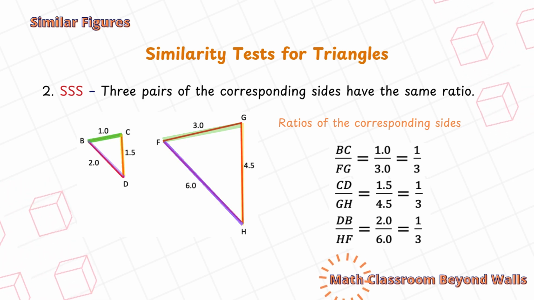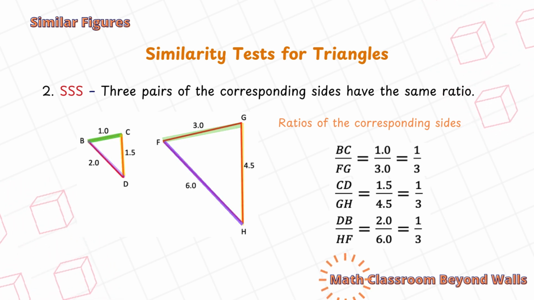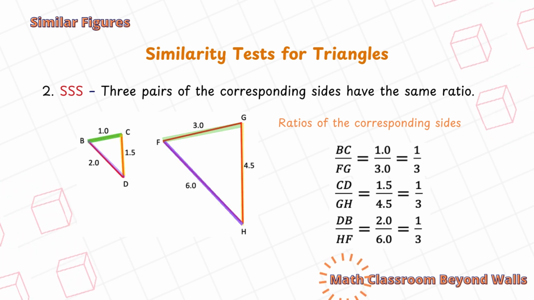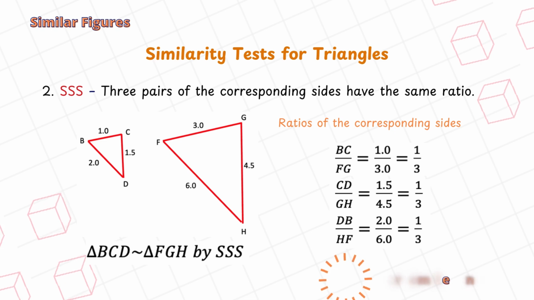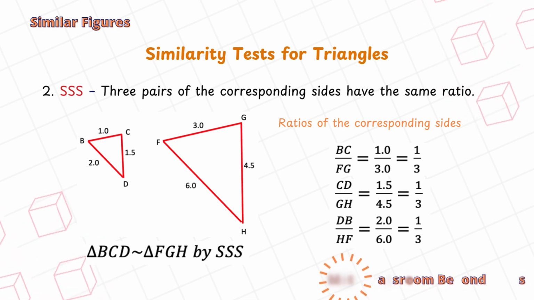Here, we see that the ratios of the corresponding sides are all the same. So, the two triangles are similar. That is, triangle BCD is similar to triangle FGH by SSS.